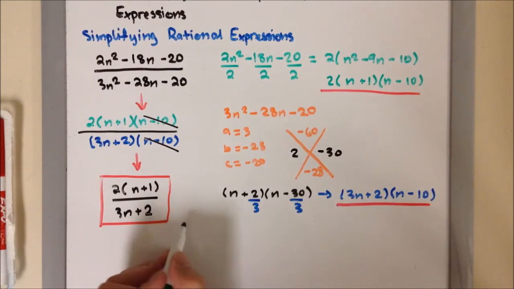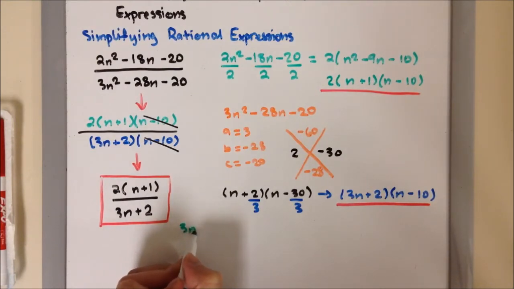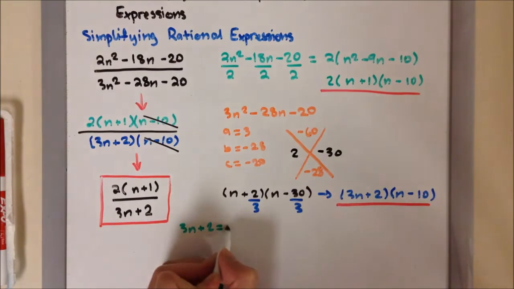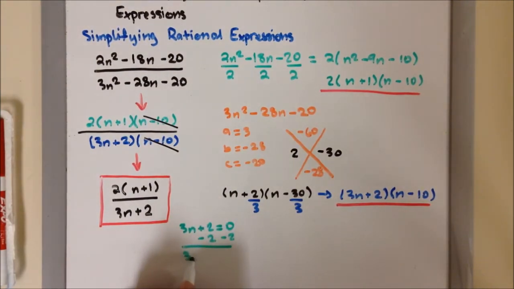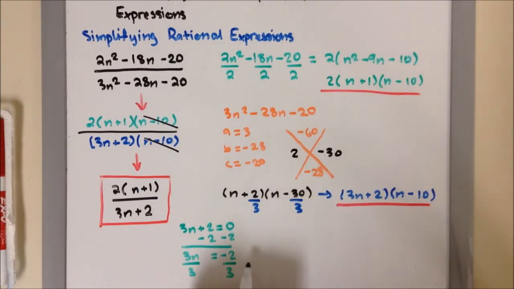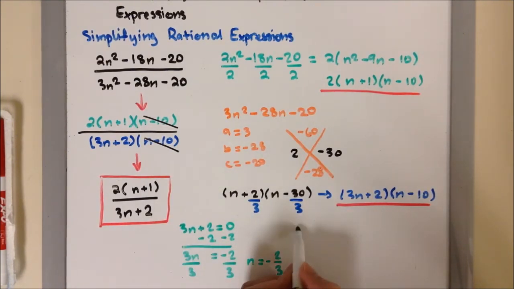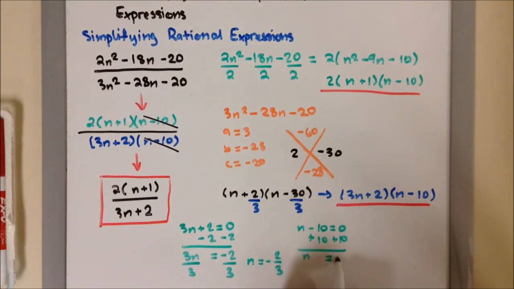So the first one, 3n plus 2 equal to 0. I'm going to subtract 2 on both sides. So 3n equals negative 2. Divide by 3. So this one would be n equal to negative 2 over 3. Then I'm going to set the second factor, n minus 10, equal to 0. Solve for it. So I get n equals positive 10.